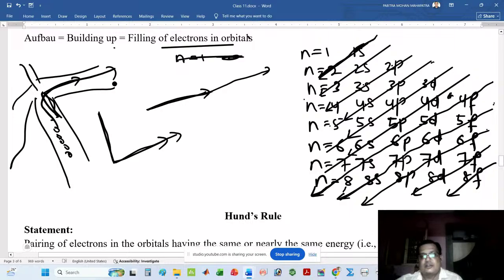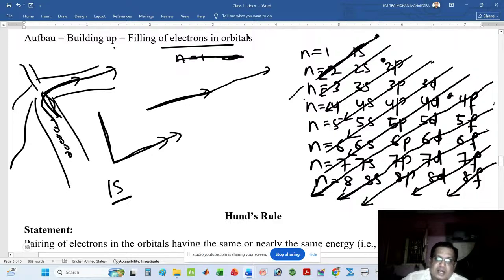The arrow mark indicates the way in which we will go. Think about the first arrow mark. This is your first arrow mark. It starts from this position, then it goes like this. If you go from this position to this position in this direction, then you will find only one orbital, that is your 1s. So at first think about 1s, which has the lowest energy.